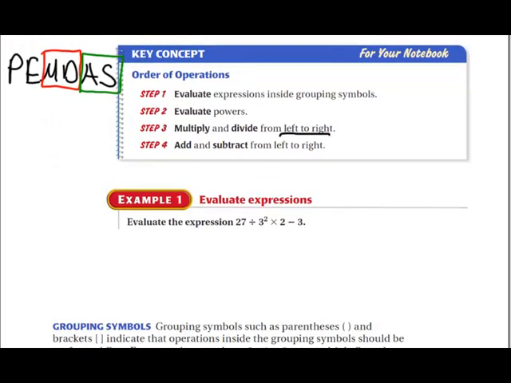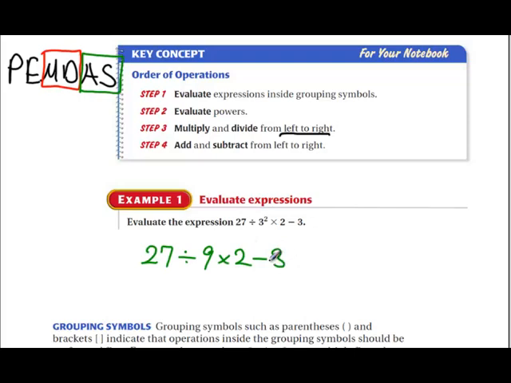So here's the example. We can skip the first step because we don't have any grouping symbol. Then let's move on to step 2. Step 2 says evaluate powers first. Then we only have one power operation in here, so I need to evaluate it. So I divide 27 by 9, multiply by 2, subtract 3.